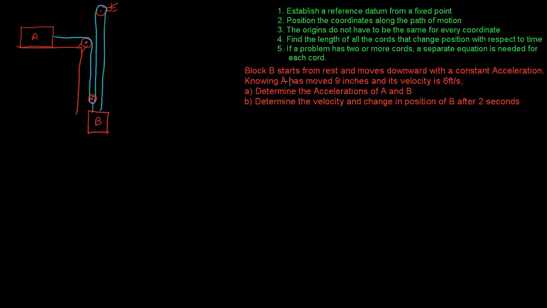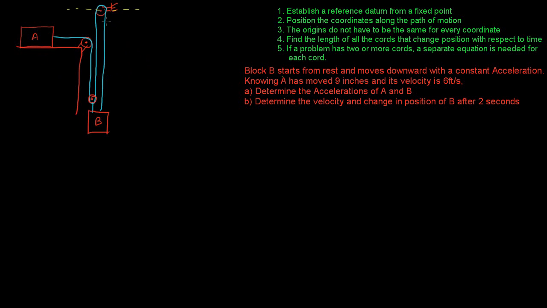Block B starts from rest and moves downward with a constant acceleration. We know that A has moved 9 inches and has a final velocity of 6 feet per second. So what do we do? Well, since it's a pulley problem, a good first step might be to establish our reference datums and try to figure out the relationship between the acceleration, the velocity, and the positions of A and B.